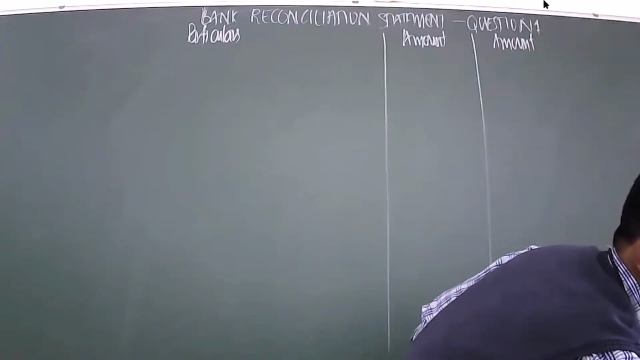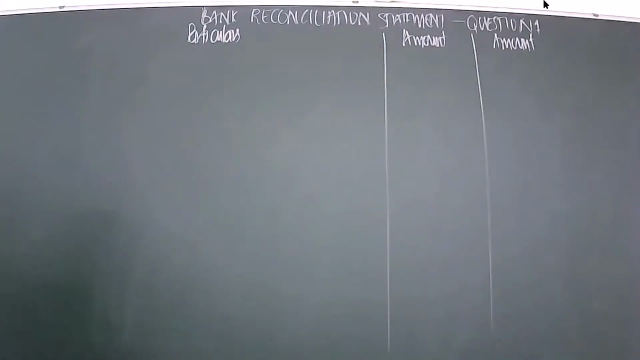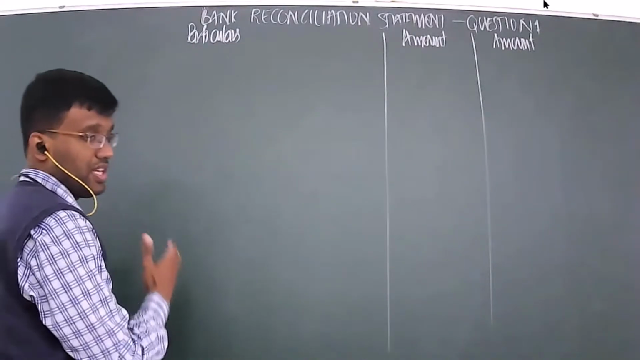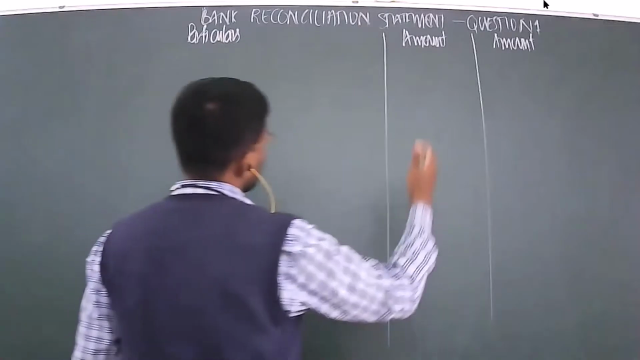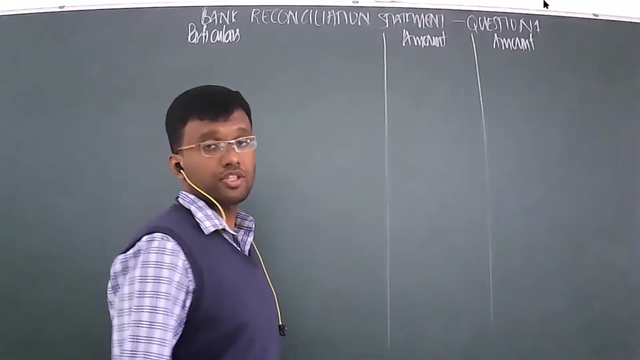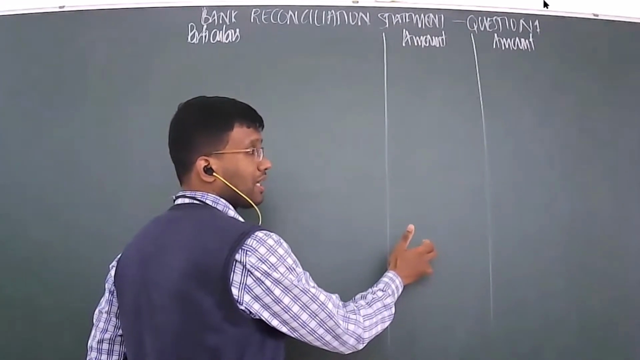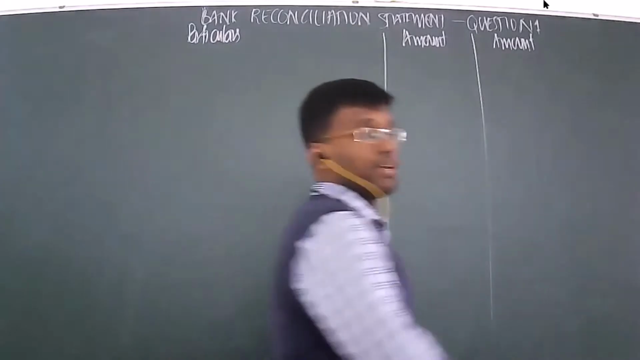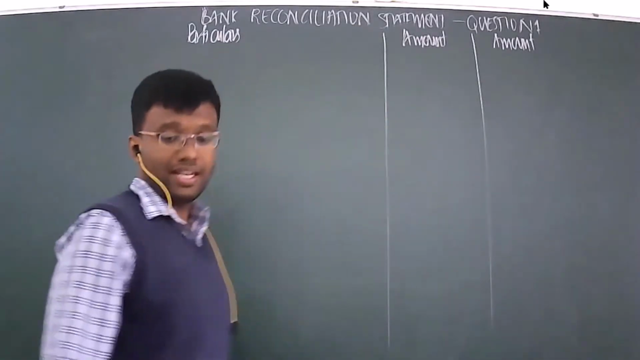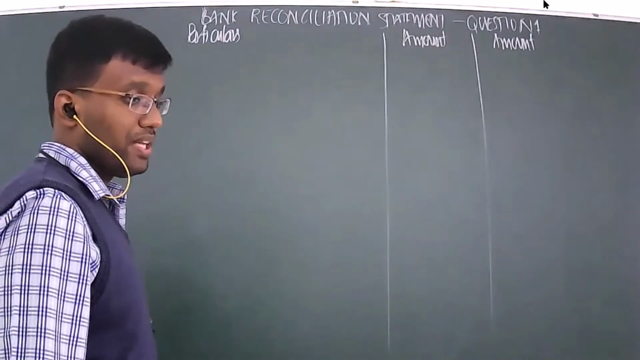Okay. Now we will be discussing the format of BRS. The format of BRS is very simple. We have 3 columns: particulars, amount, and then amount. The reason why we have 2 amount columns is because the first amount column we will be using to carry out any kind of calculations. The second amount column is where we will be recording all the final amounts. Okay, now let's start off with this preparation.